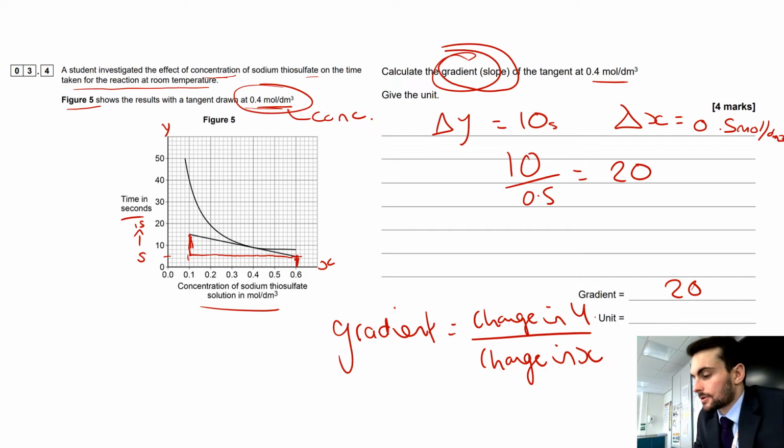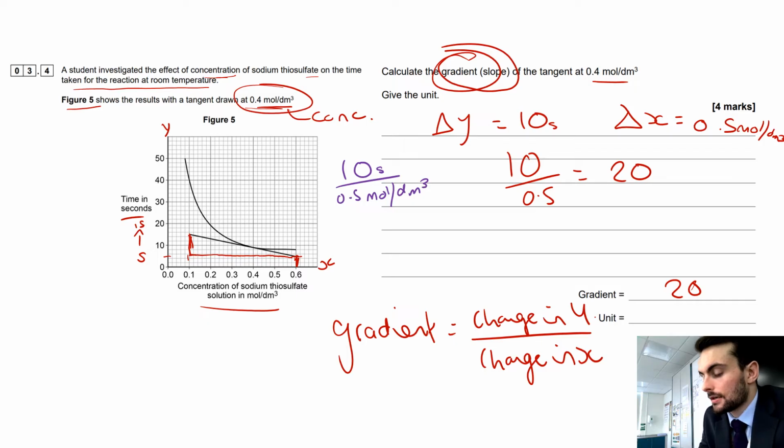Now this bit's a little bit trickier because it's asking us to work out the units. If we just put in the units first, we have 10 seconds divided by 0.5 moles per decimeter cubed. What I would then do is get rid of the numbers. So seconds divided by moles per decimeter cubed.